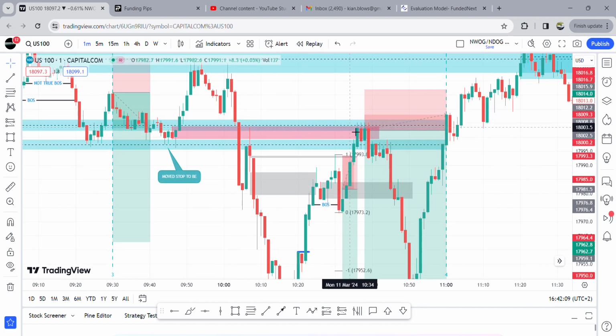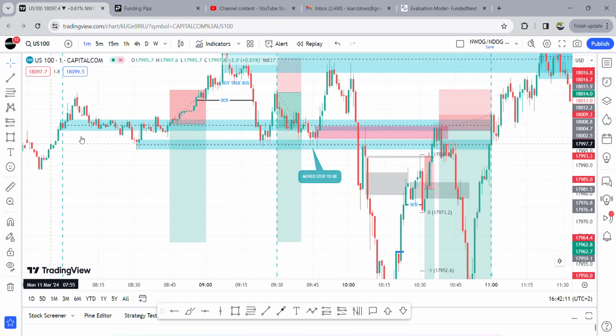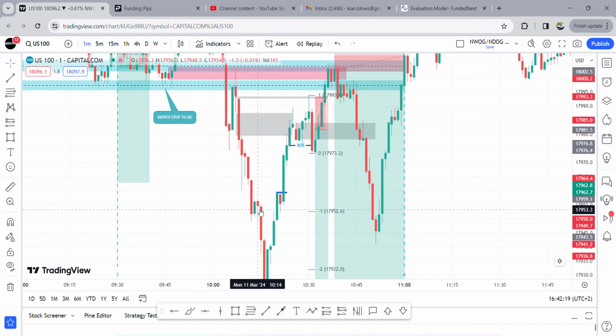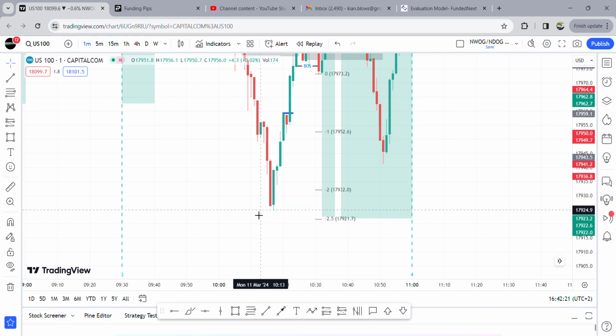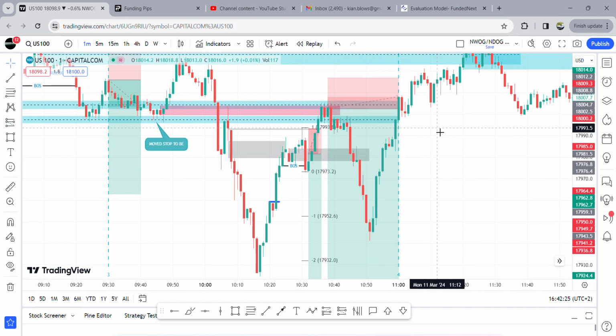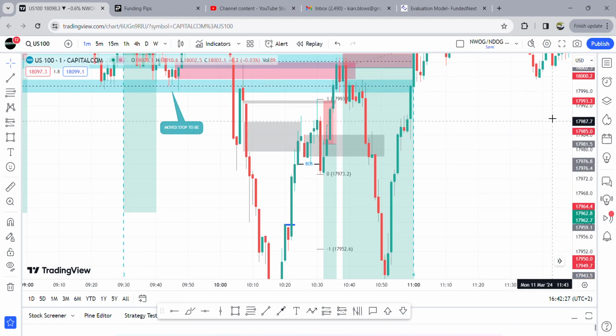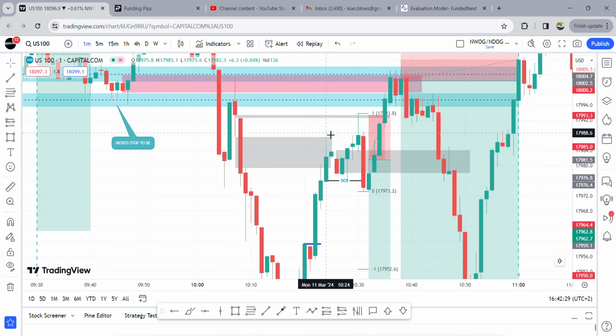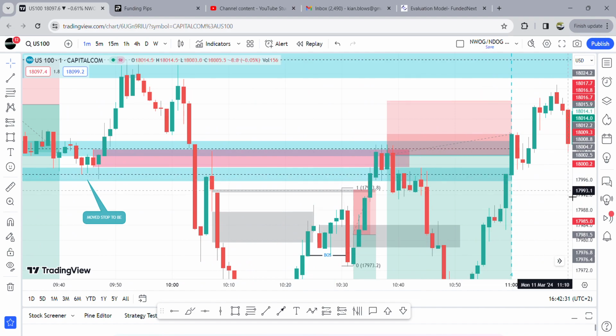Couldn't close above, and also this high the two sessions before it couldn't close above. So to me that was telling me that we're gonna see price going lower and probably going below this low, which it ended up not doing at this time, but that was my idea that I had. So let's get into it even further.